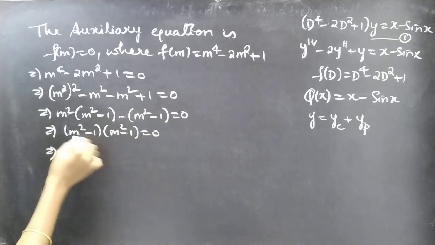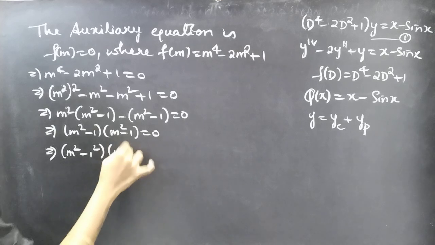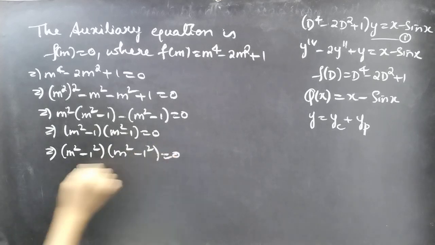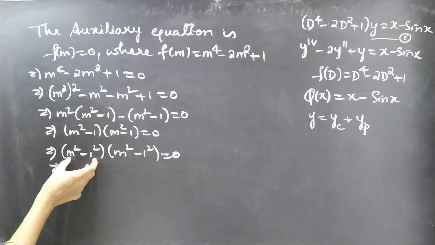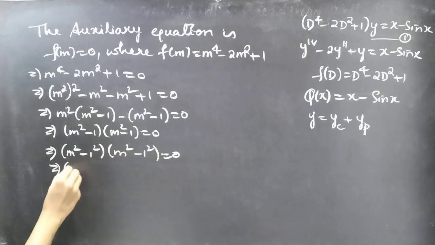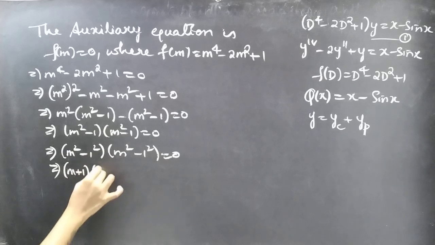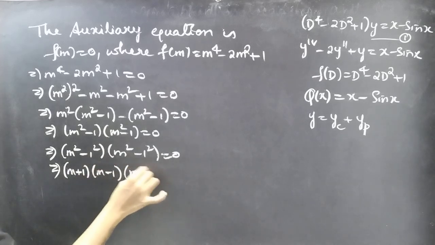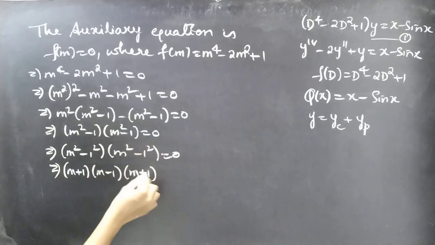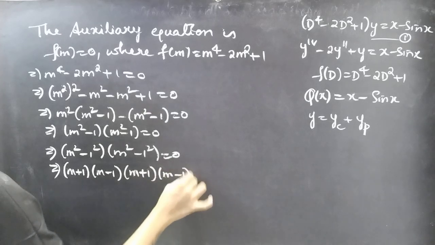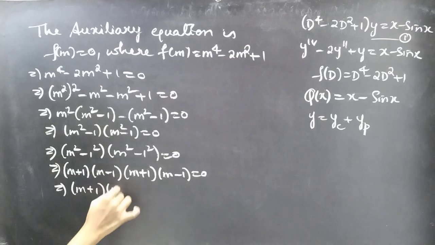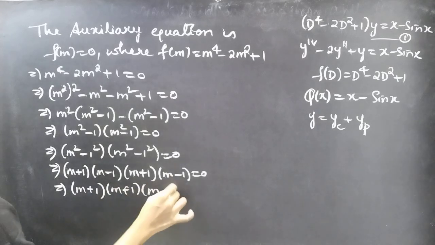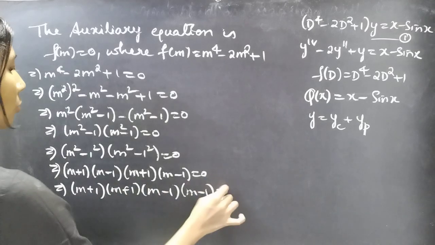Right? You can write m^2 - 1 as m^2 - 1^2. You can write this 1 as 1 squared simply. This is of a^2 - b^2 form. You can write it as (a + b)(a - b). Likewise, here also you can write a^2 - b^2 as (a + b)(a - b), right? We have (m + 1)(m + 1)(m - 1)(m - 1) = 0.